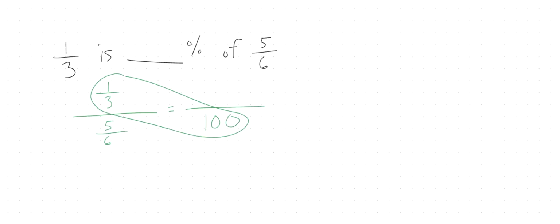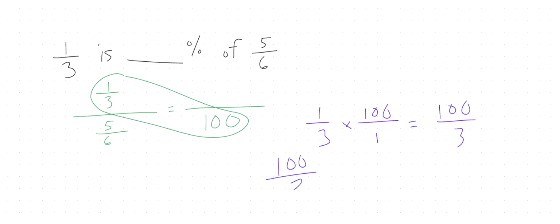So 1/3 times 100 is 100 thirds. Now we're going to take the 100 thirds and we need to divide by 5/6, right? Which means multiplying by 6/5. Okay, where can we cross cancel? I'm going to give you a minute to think about this. Both of these diagonals can do a cross cancel. Just pause if you want more time.